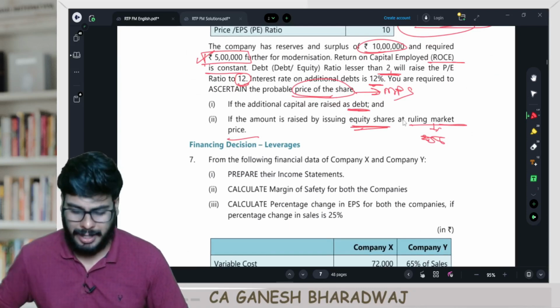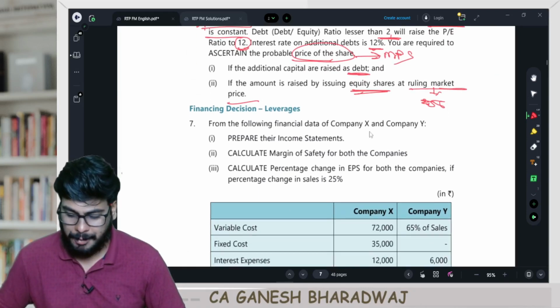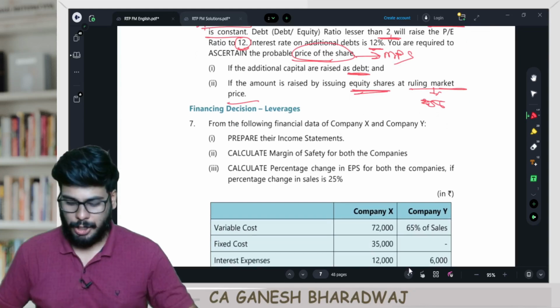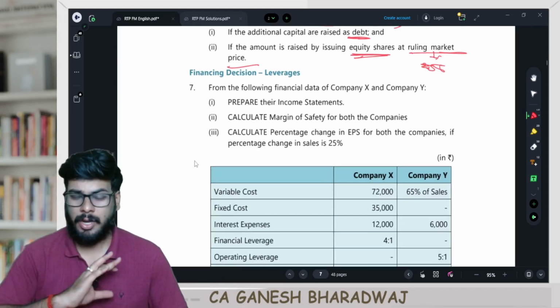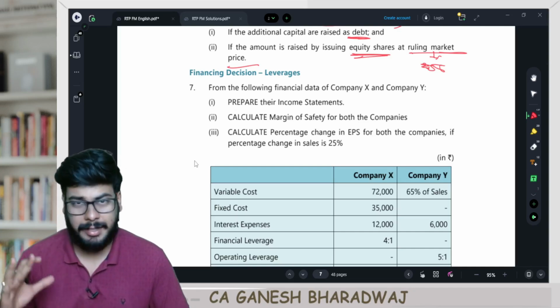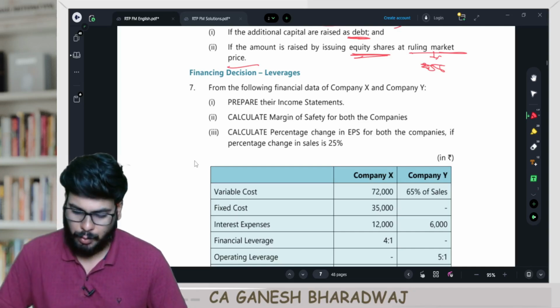Now let's move on to the next question, which is from the chapter leverages. So now question number 7. Now this is a direct question, no catches, nothing. It's a very simple question. Let me quickly read out the question for you.